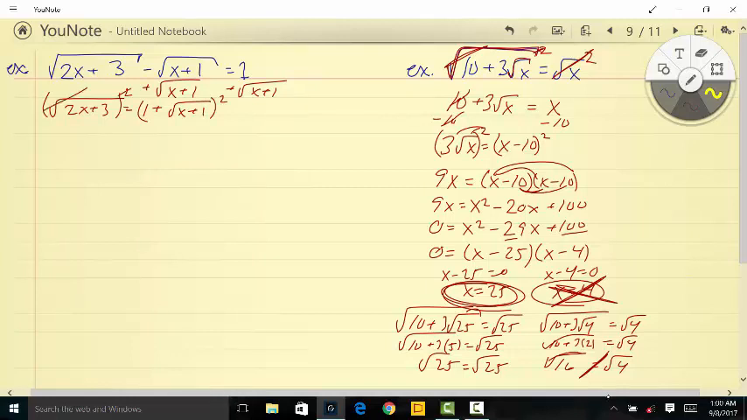These are going to cancel on the left, square and the square root, leaving us with 2x plus 3 equals, and then we're going to have to take 1 plus the square root of x plus 1, and we're going to have to write it out twice and then use FOIL. So we have 1 times 1 is 1, 1 times radical x plus 1 is radical x plus 1, radical x plus 1 times 1 is radical x plus 1, and radical x plus 1 times itself is just the quantity x plus 1.